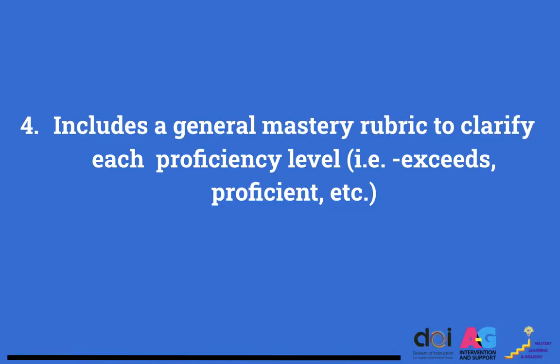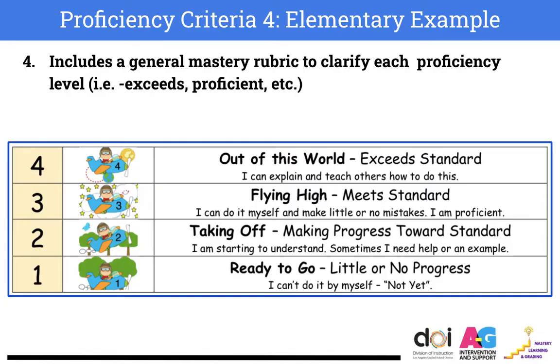Includes a general mastery rubric to clarify each proficiency level. In this example, the teacher has provided us with a 1 to 4 scale, and they have described each level. For example, 3 is meeting standard, and they provide a student-friendly description of what that means.